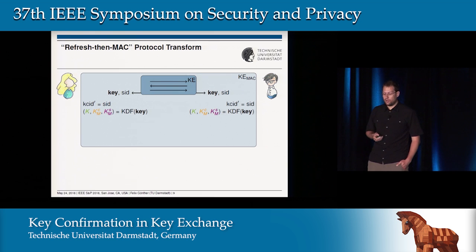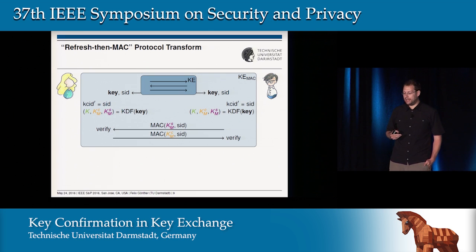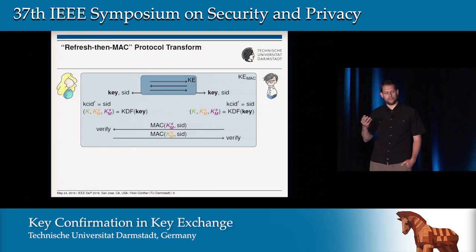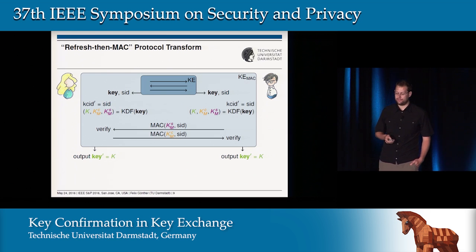And the latter two we use to exchange message authentication codes over the transcript or the session identifiers that establish the linking in the original protocol. And if these verify, we then output the third, the green key, as our actual session key, which will be independent of all the other keys involved.